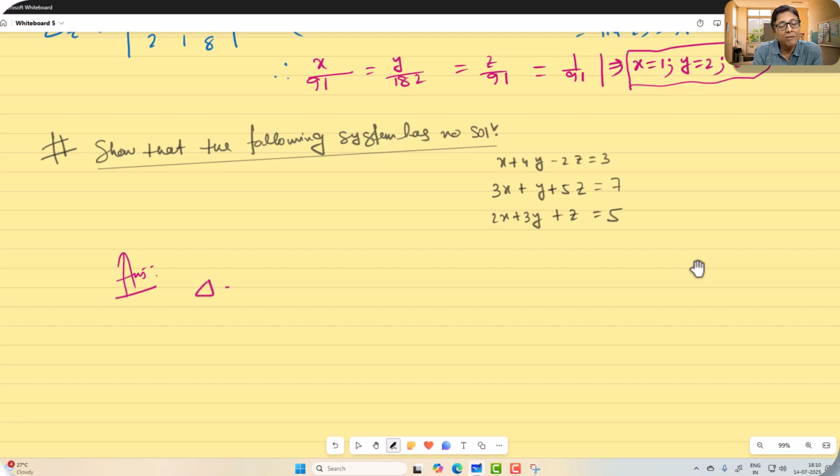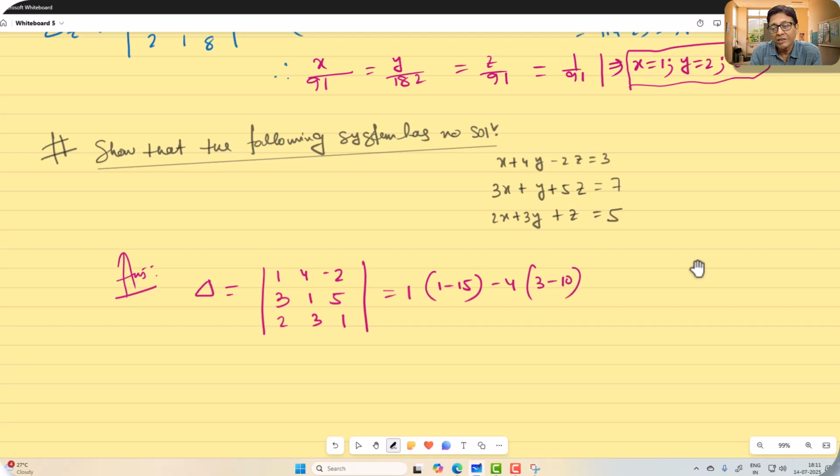So you just write the value of delta: 1, 4, minus 2, 3, 1, 5, 2, 3, 1. If you solve it, 1 minus 15 minus 4 into 3 minus 10 minus 2 into 9 minus 2, minus 14, 28. So this thing is 0.